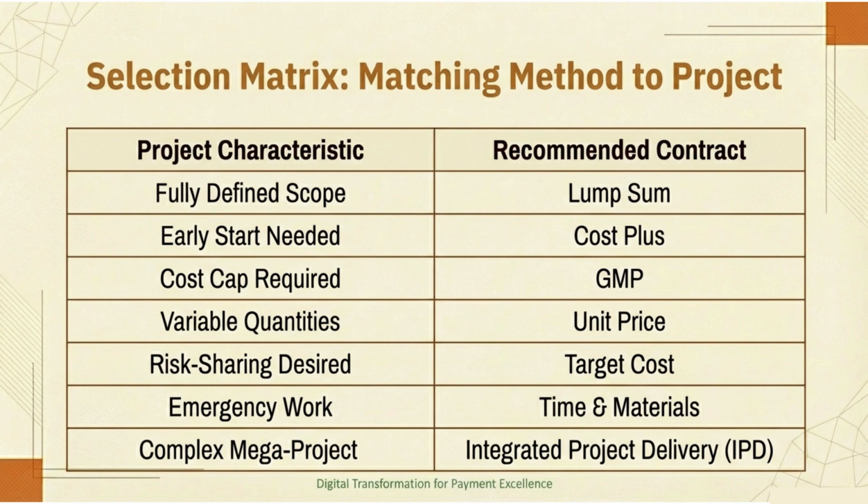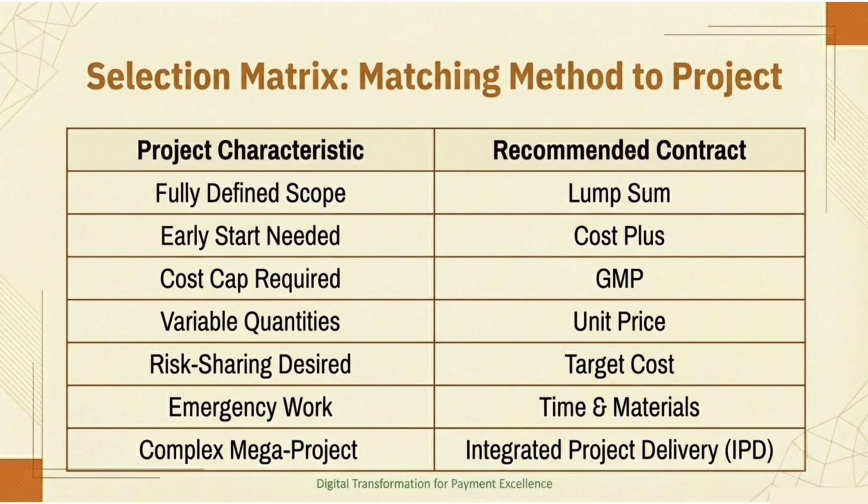Here's your cheat sheet. The selection matrix for matching payment methods to project characteristics. Let's walk through some scenarios. Scenario 1. You're building a standard office building. Plans are 100% complete. Lump sum. Scenario 2. The owner needs to break ground ASAP, but design is only 30% done. Cost plus, then potentially convert to GMP once scope is defined.